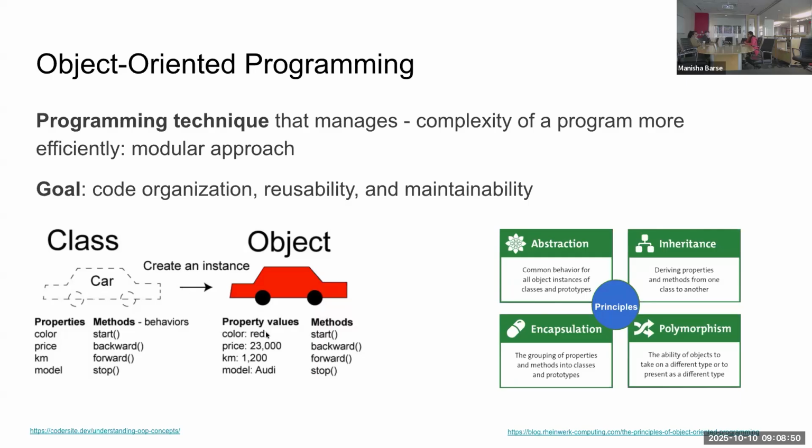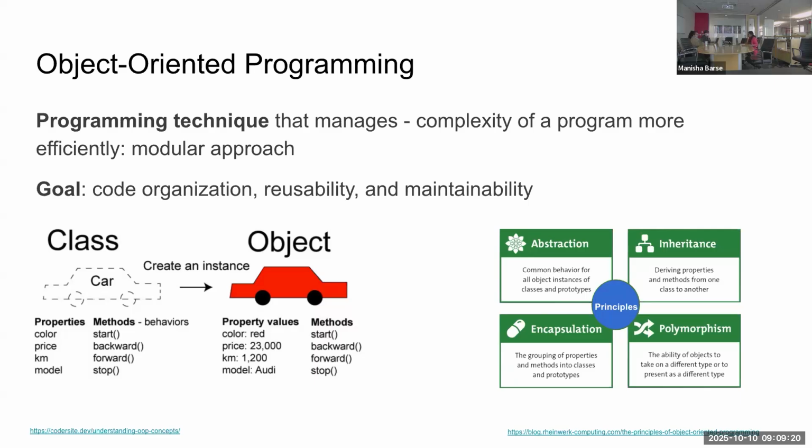For example, the property values could be that the car should be of red color, what should be the price, how many kilometers it has traveled, what model you want, say Audi. And then for the methods, it's the same. The behavior of the car is going to be the same, like defining start, backward, forward, and stop.